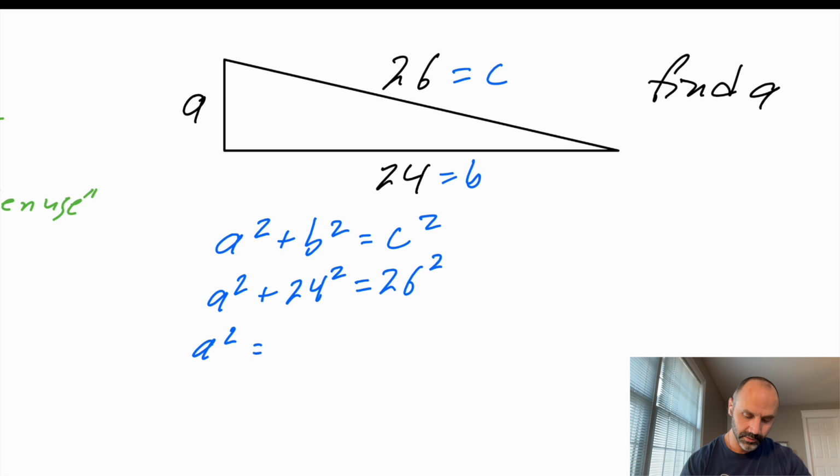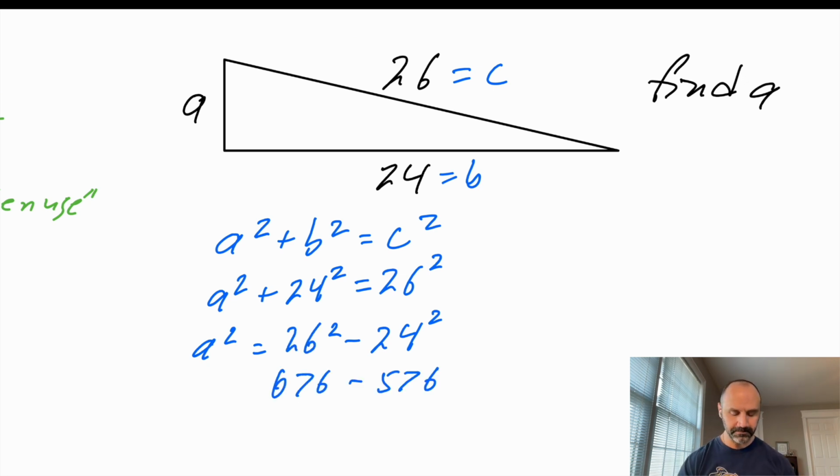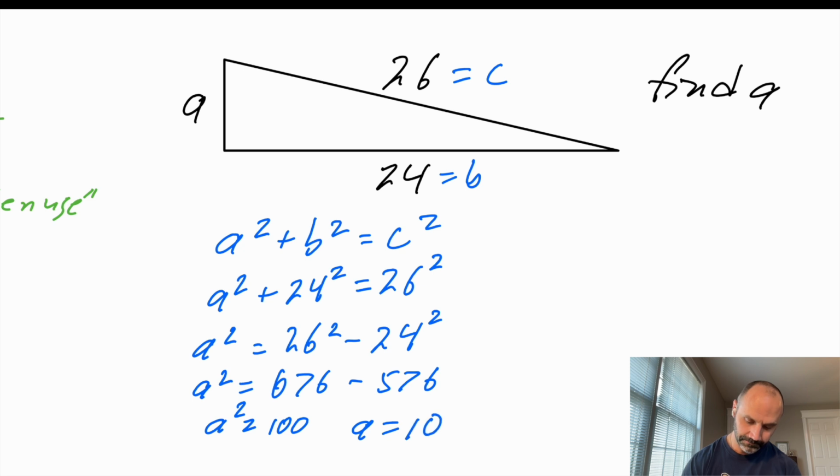So a squared equals, I subtract 24 squared from both sides, and I get 26 squared minus 24 squared. That's just a little bit of algebra there. And now I need to calculate 26 squared and 24 squared. So when we do this calculation, we end up with a squared equals 676 minus 576. And this is a squared equals 100. So again, a equals 10.